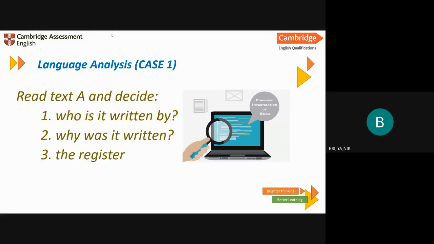Second is why was the email written, right? That is the second point we need to focus on. Why? What's the purpose of writing this email? And then you will tell me whether the writer is making his point clear.